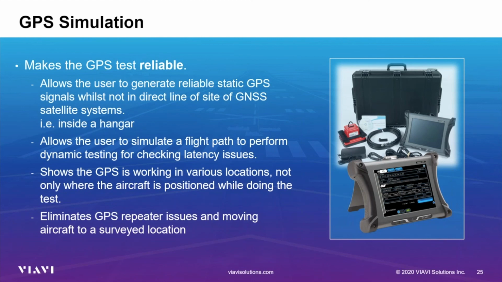Coupled with that, it also allows the user to simulate flight path information to perform dynamic testing for checking latency issues within the transponder system. This also allows you to show that the GPS on the aircraft is working at various locations and not just in the one where the aircraft is positioned whilst doing the test. And again, it also eliminates the GPS repeater errors, which can be seen when you're using the aircraft in a hangar on a surveyed location.